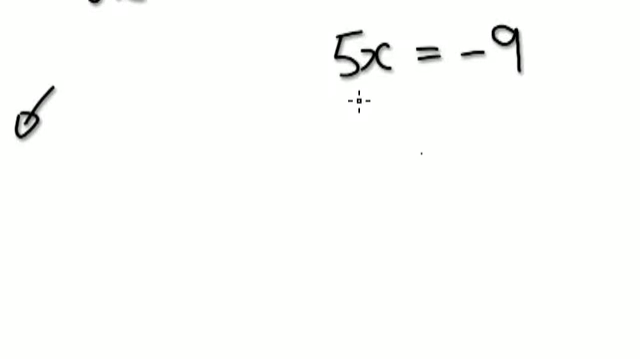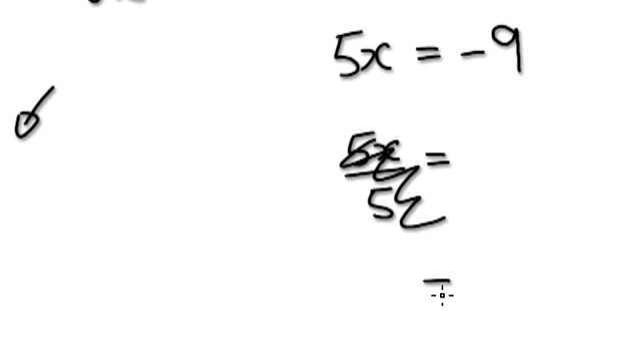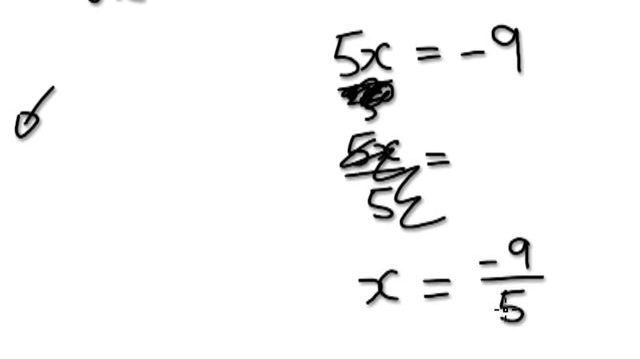So now I've got 5 bags equaling minus 9. Who cares if it's a minus 9? I'm just going to divide both sides by 5 so that x can stand on its own. So this one here divided by 5. Well, I'm just going to jump straight to x. Minus 9 divided by 5 here.